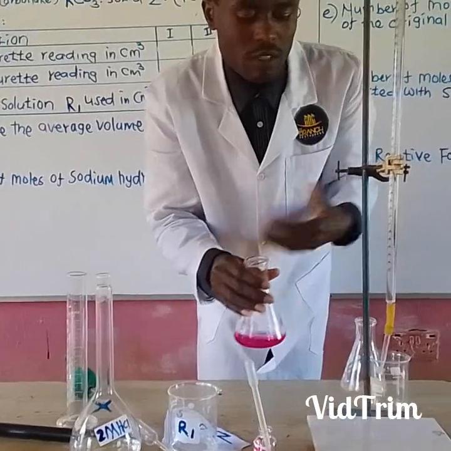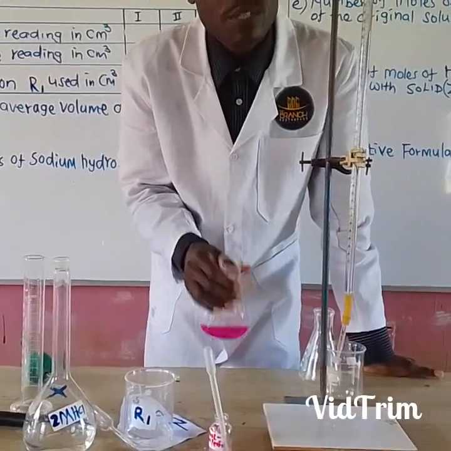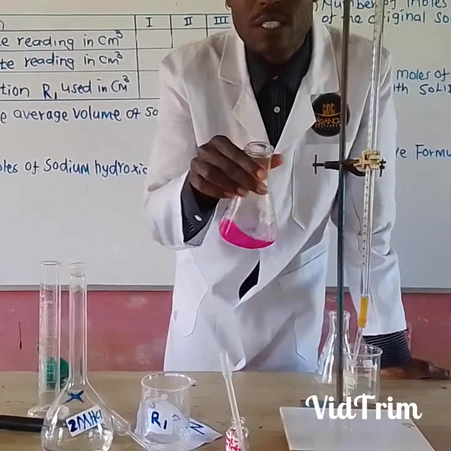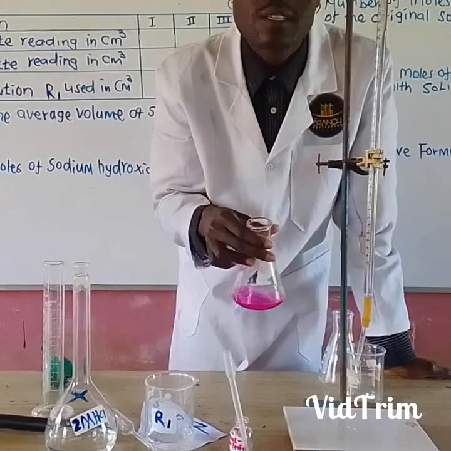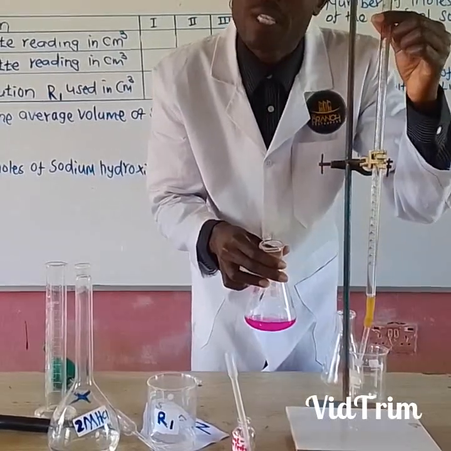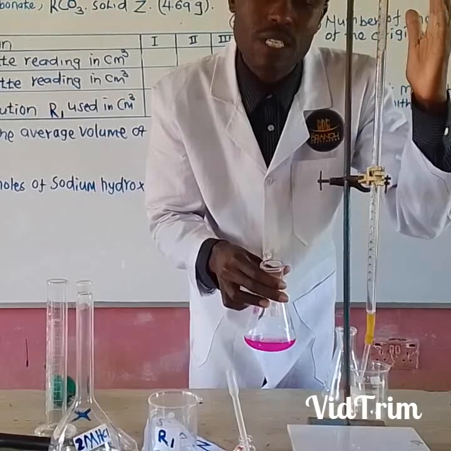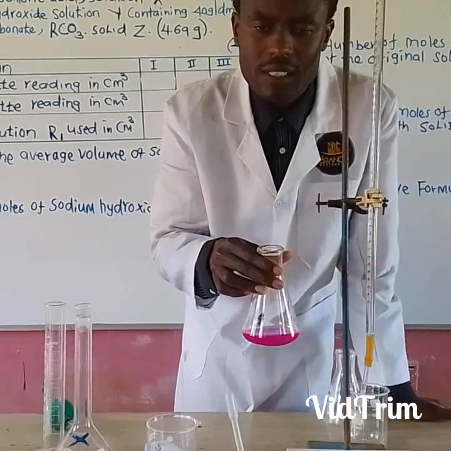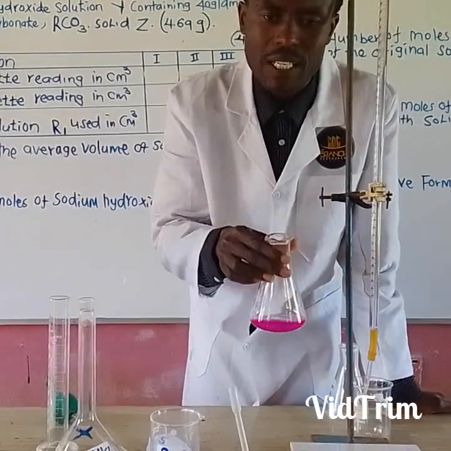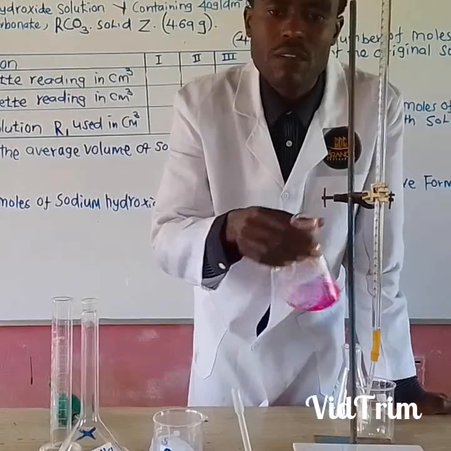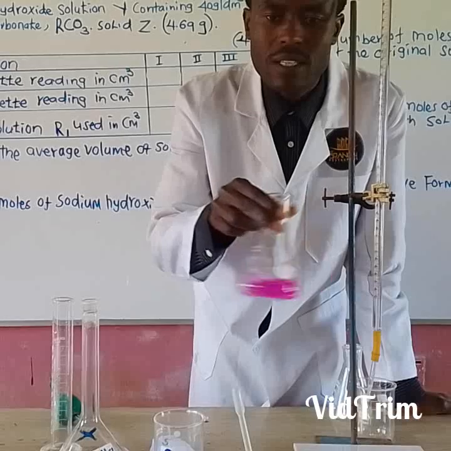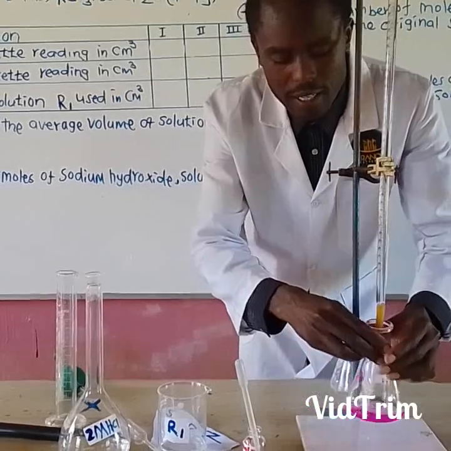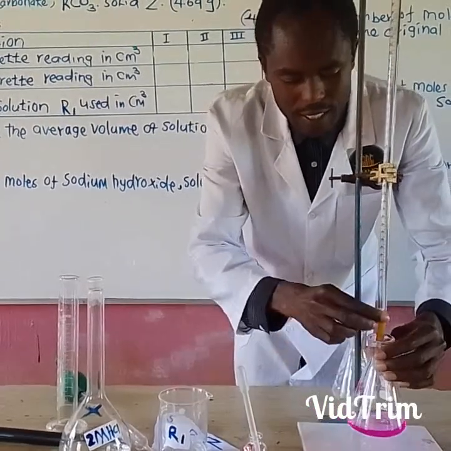We know that. So the next procedure, which is now the final procedure, is now to titrate this pink solution against solution R1 in the burette. Is it okay? Then I have to titrate until this pink color turns colorless permanently. So as I titrate, I'll be swirling the solution in the conical flask like this until it turns colorless. Let us go. There I start.